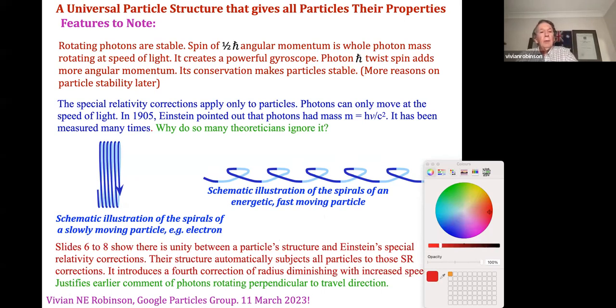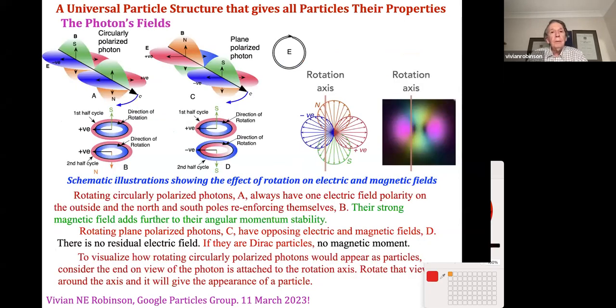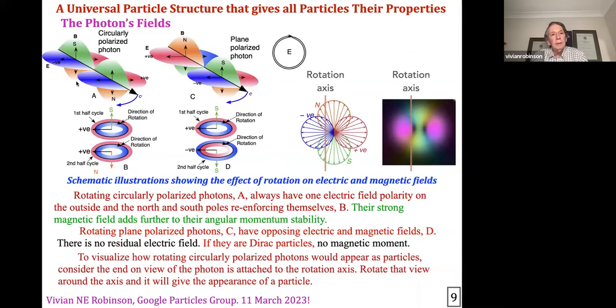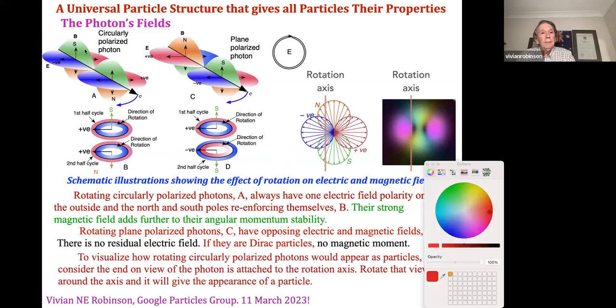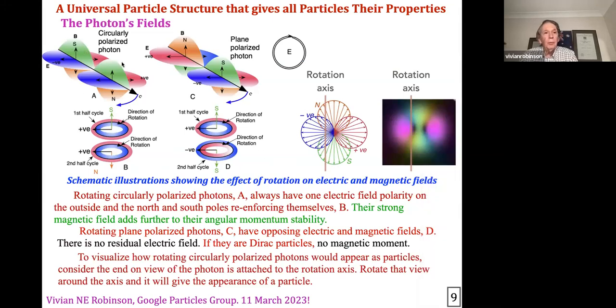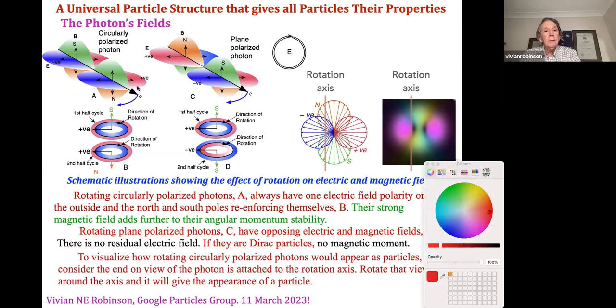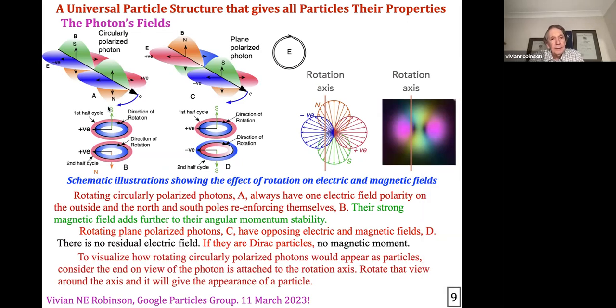Now, but what happens to the rest of the field? Well, if we consider circularly polarized photons, as I mentioned before, each of the four fields will be in its own quadrant. So if you rotate it in this direction, then in the first half cycle, you'll have the positive field on the outside, the negative field on the inside. The second half rotation, you'll still have the positive field on the outside.